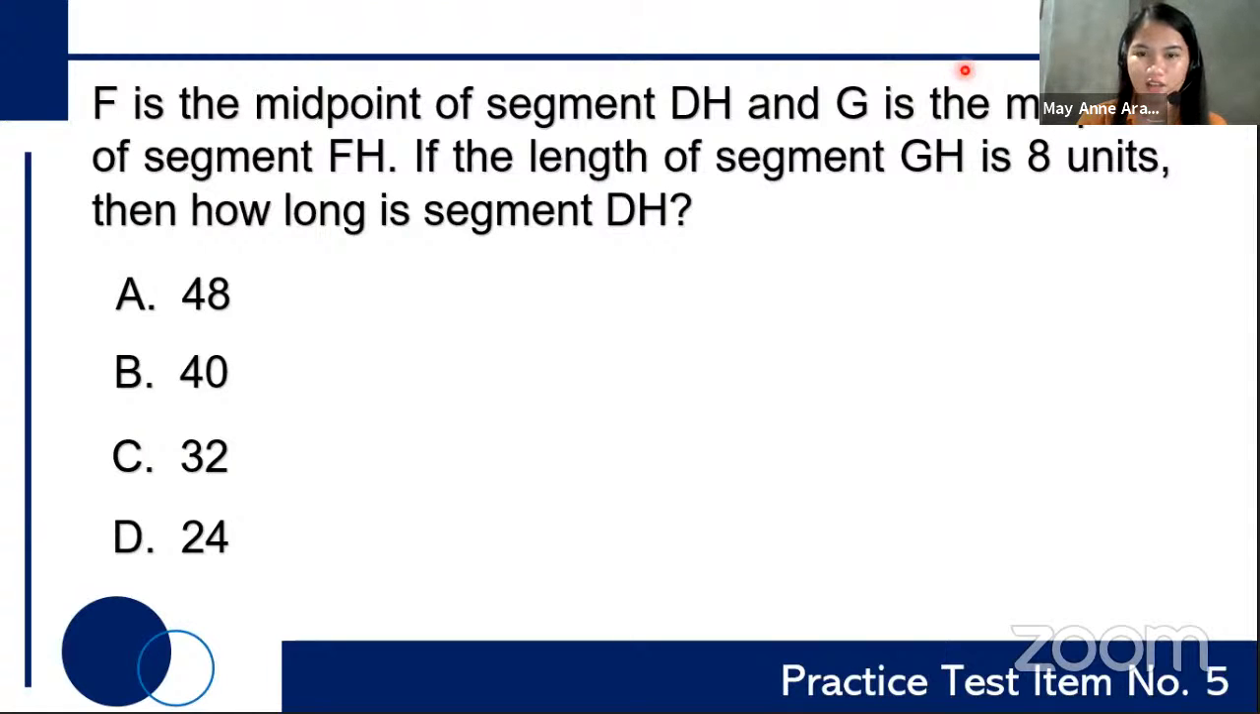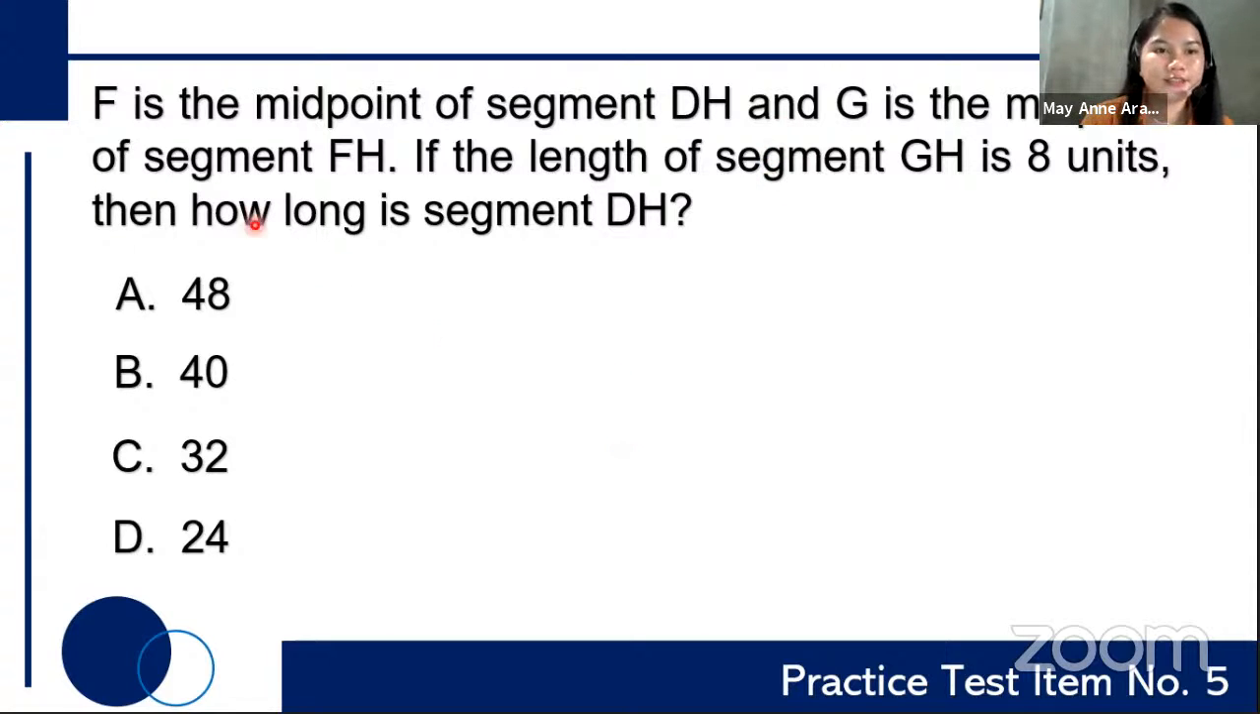Okay, guys, try ninyong answer. Okay, we have 2 responses. Okay, C, different yung answer nila, C and A. Let us see kung paano siya sinasolve.